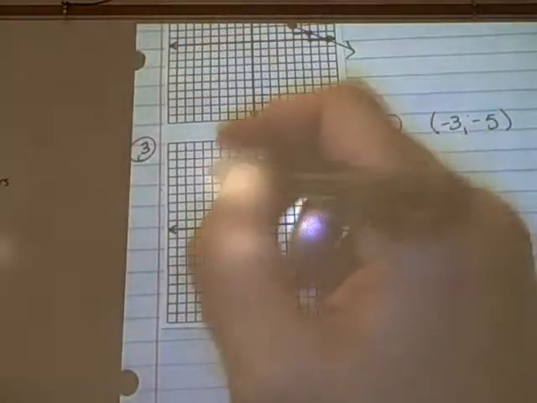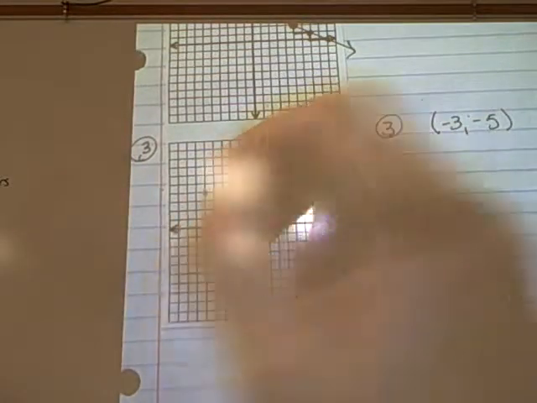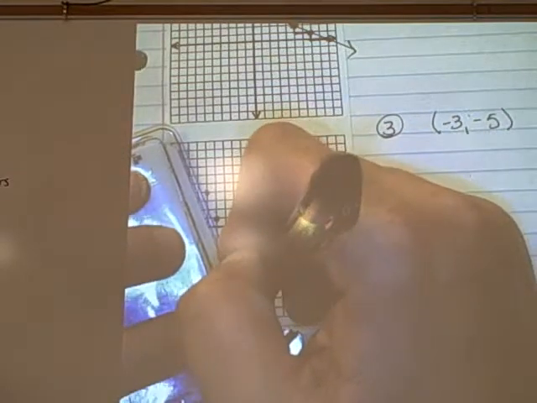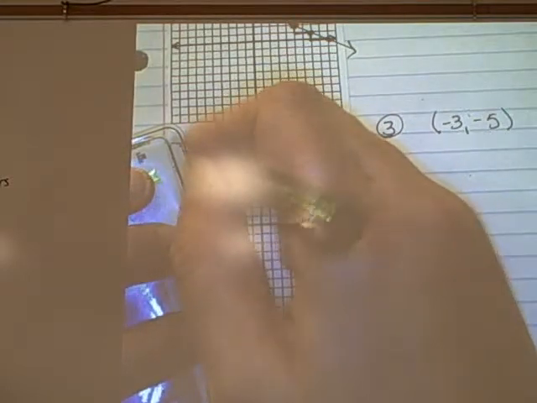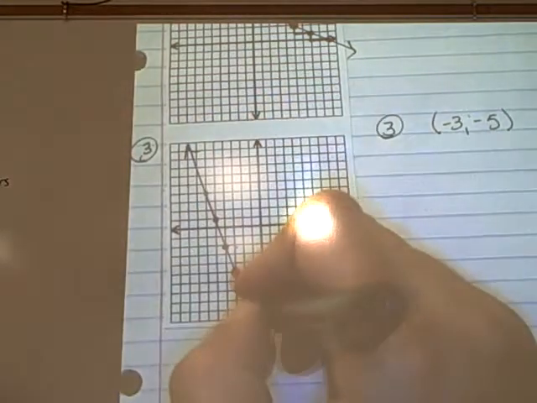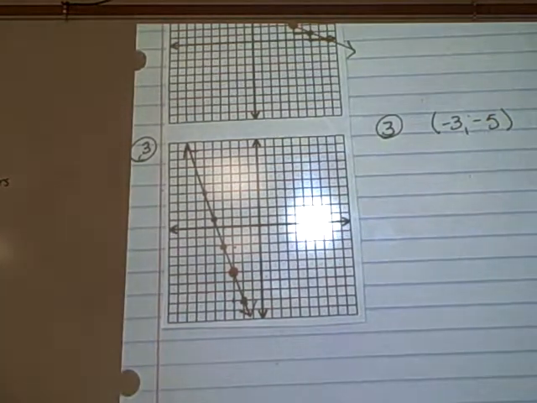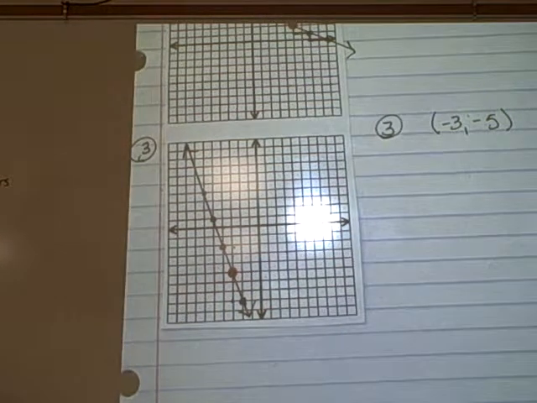Like that. And there's your line for that one. So that's just using the slope and using a point to draw the graph of the line.